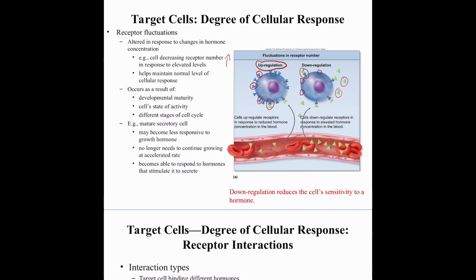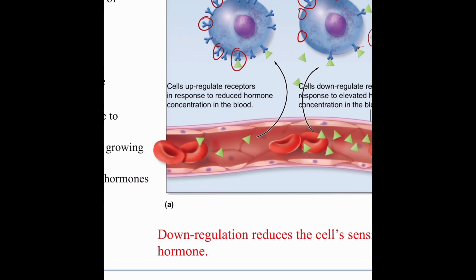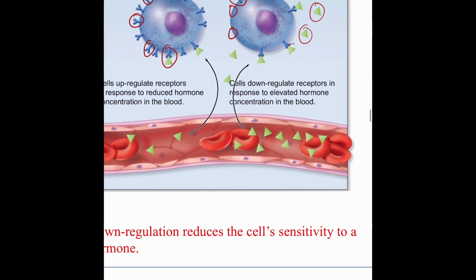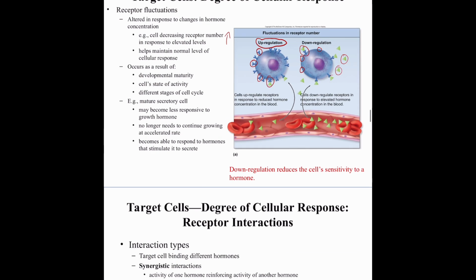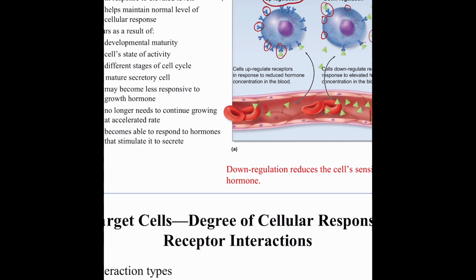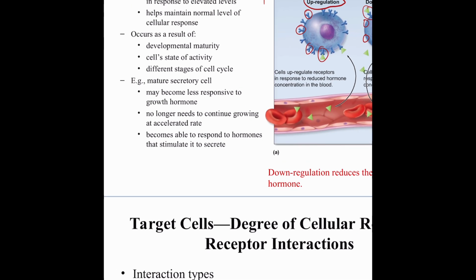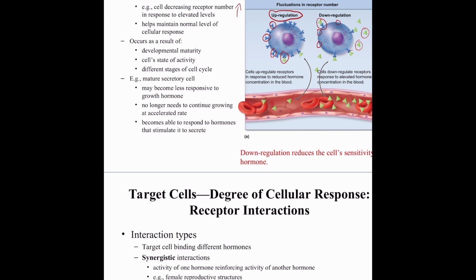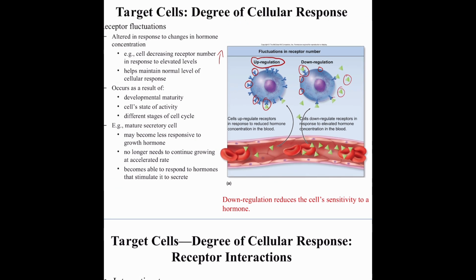Again, humoral, right? You're testing to see what the level of the blood is, the concentration in the blood. Becomes less responsive to growth hormone, right? So that's in mature secretory cells. No longer needs to continue growing at an accelerated rate. So that'd be like if we kept responding to growth hormone, we'd grow forever.